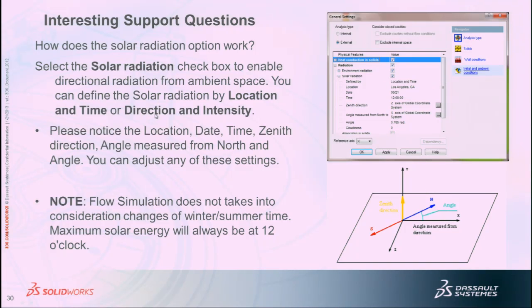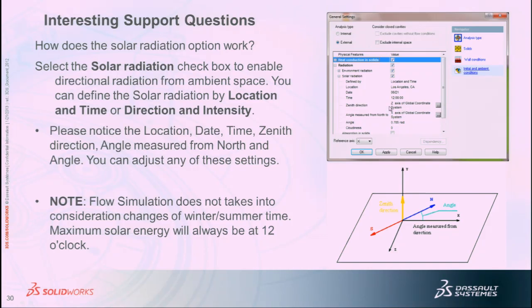There's a drop-down menu. You can pick direction and intensity, so you can specify your own direction and intensity of the source, or if you choose location and time, there are a bunch of cities you can select all over the world. I picked Los Angeles for this particular example. You can actually specify the date and the time. So this is 12 noon.